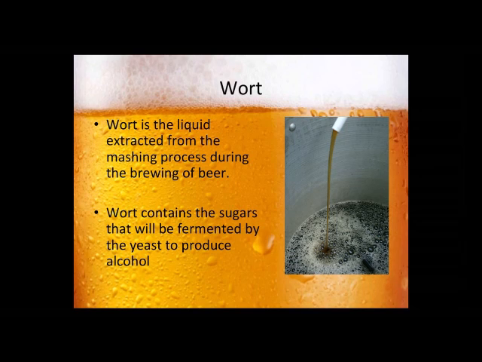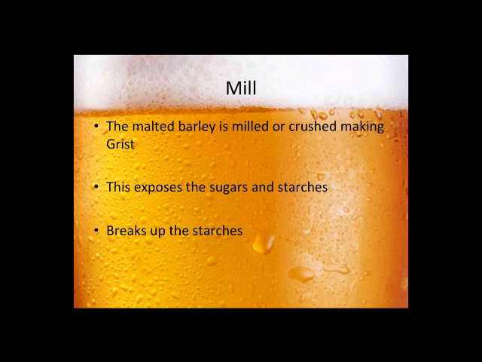So how do we make wort? Well, we start at the mill. We take that malted barley, we mill or crush it, making grist. This exposes the sugars and starches that are inside of the husk. This also helps break up the starches, exposing more surface area.